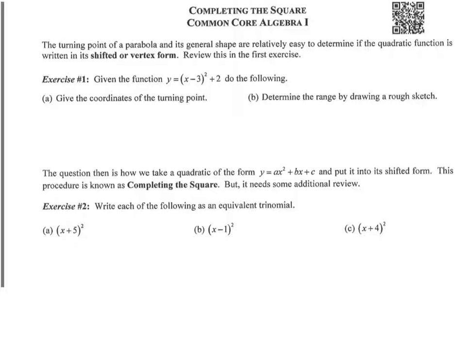So the turning point of a parabola and its general shape are relatively easy to determine if the quadratic function is written in its shifted or vertex form. So review this in the first exercise. Given this function, do the following.